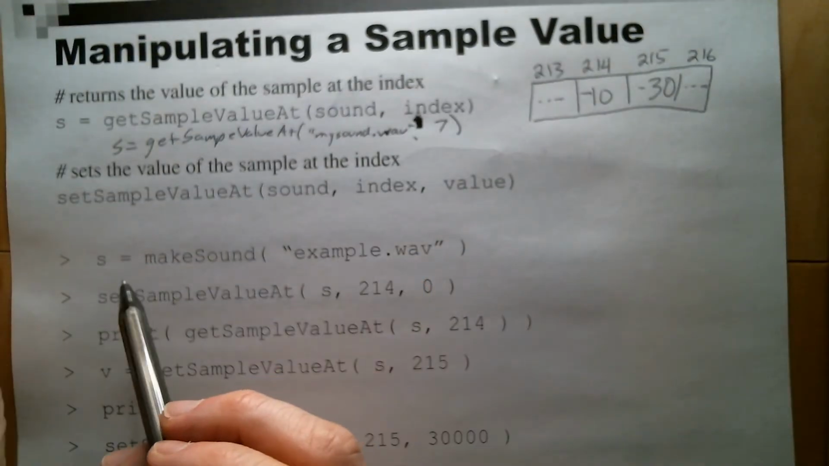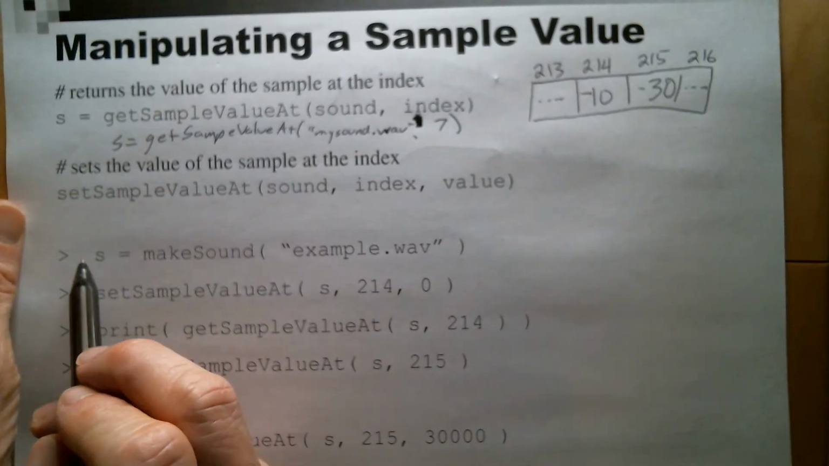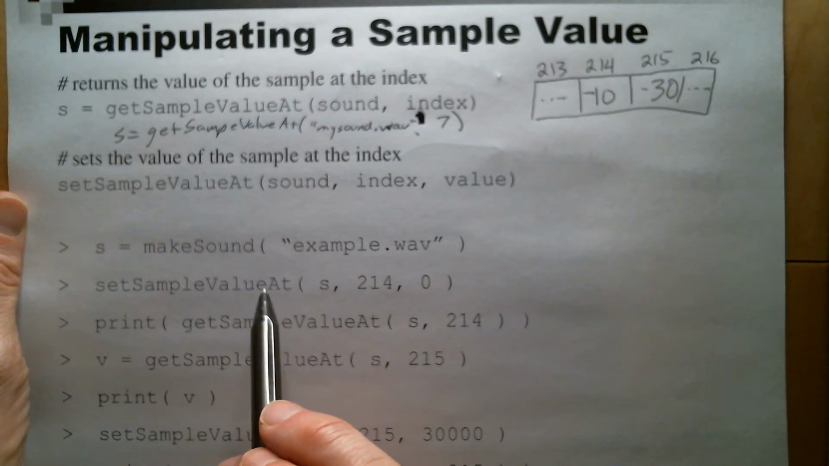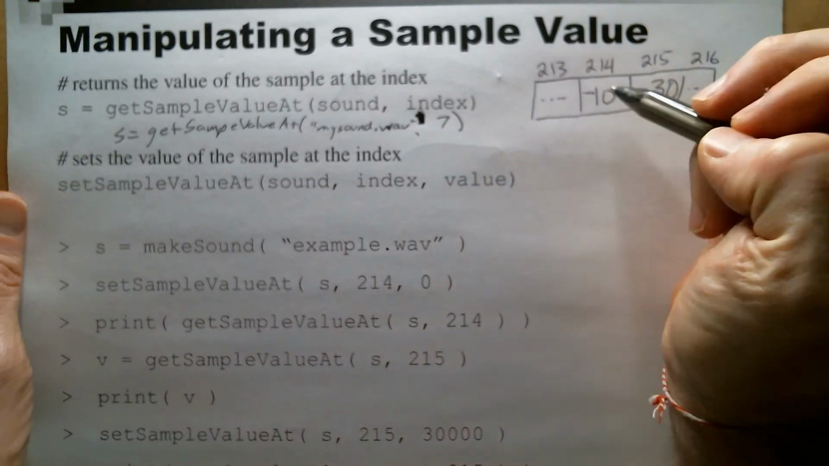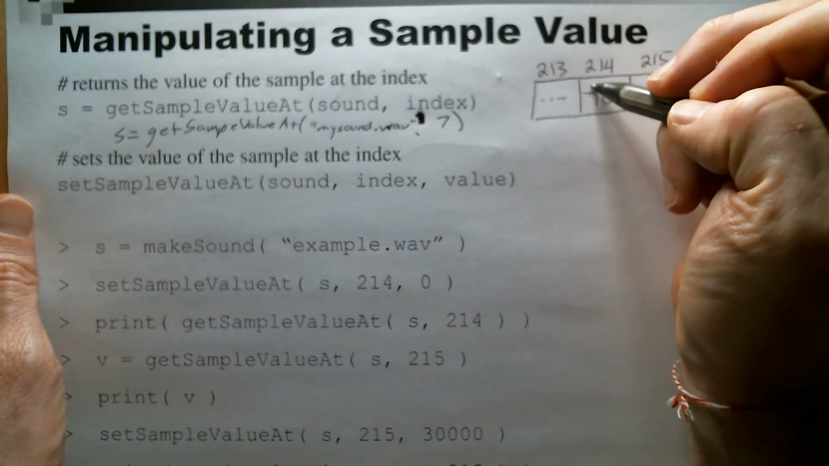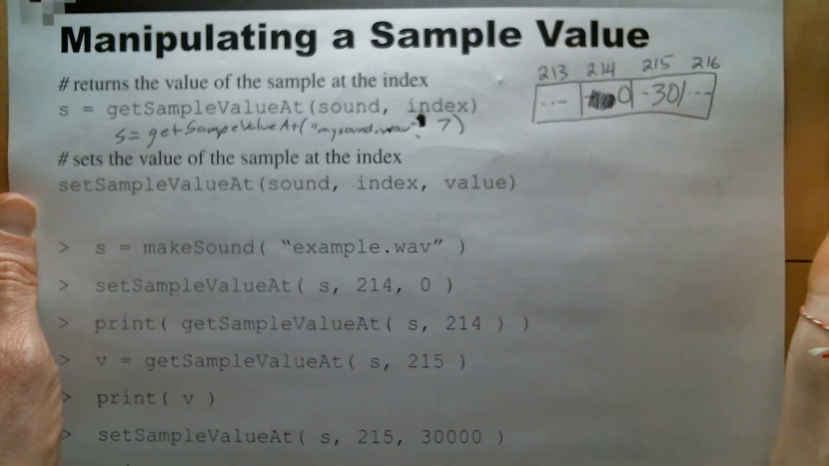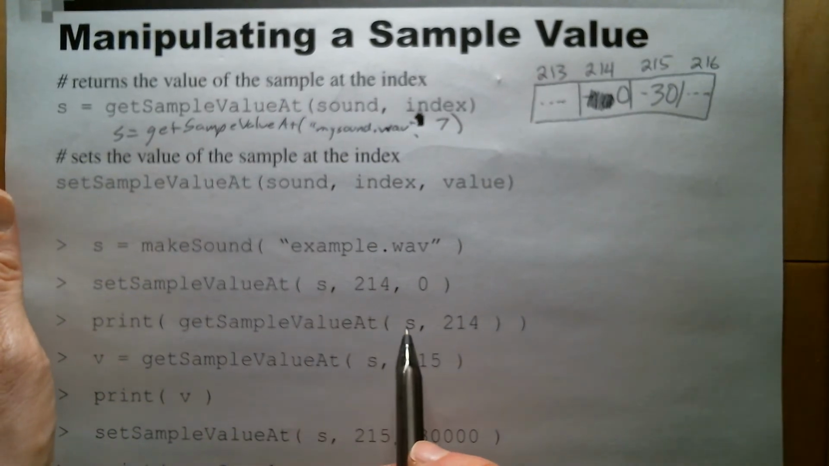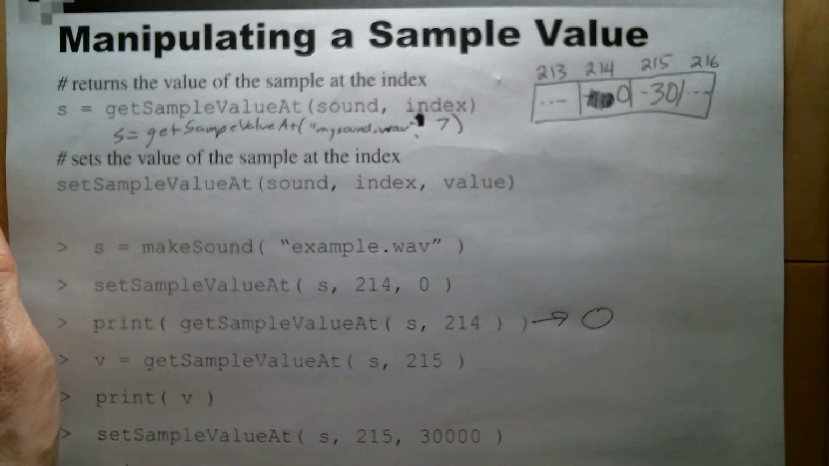All right. So let's look at the sample code here. We've got s equals make sound example.wave. So that creates this sound object inside of s that we can interact with. We can say set sample value at s index 214 and set it to 0. So that would take this value right here that started off as -10 because that's what I made up. And it would say, all right, we're getting rid of that. And we're changing that sound value so that instead of being a -10, it's now a 0. All right. And then if we printed get sample value at 214, that would print out a 0 because we've just gone in and set that value.